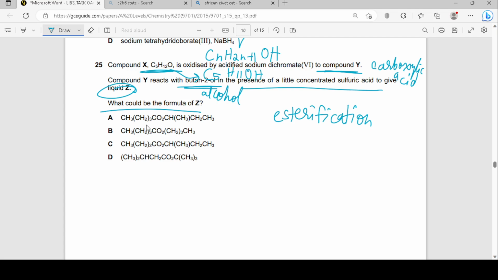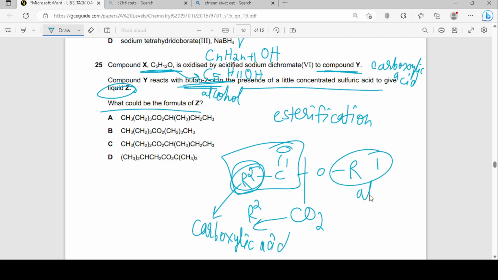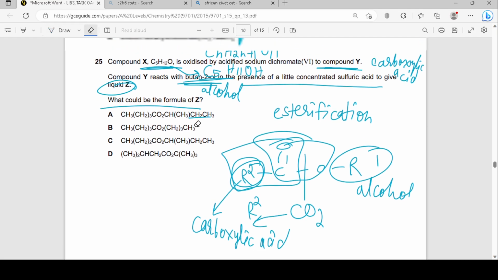Okay, on one side I should have butan-2-ol. So if I have R2COOR1, this is an ester bond basically. So if I have CO2, then to the left this part should be the R group of the carboxylic acid, and this side should have the alcohol, right? They've written the same formula I've written. So on this side I should have the butan-2-ol part, so I should have 4 carbon atoms on this side.